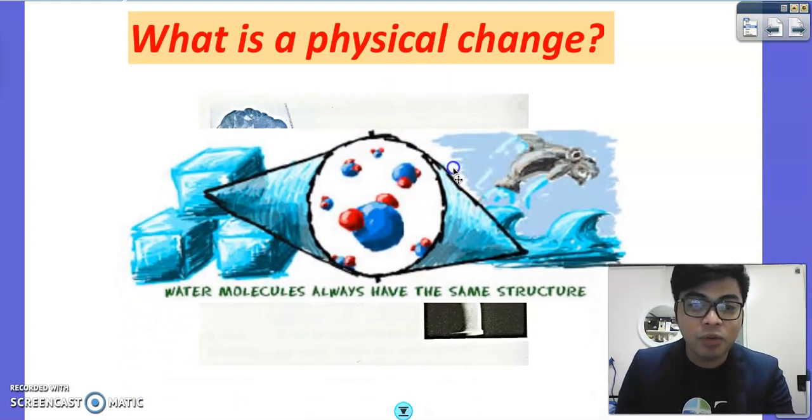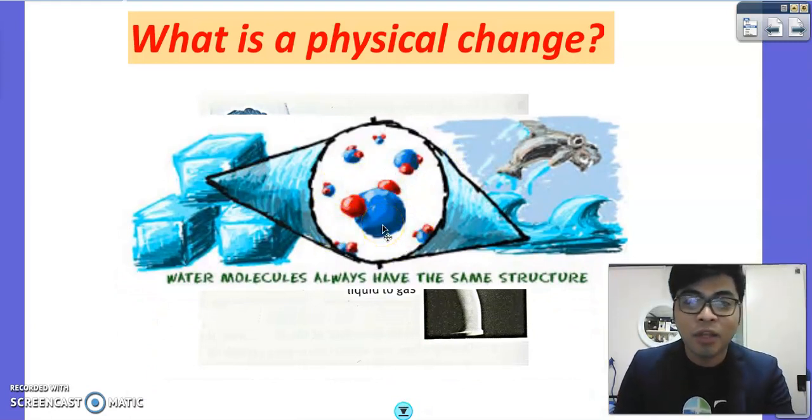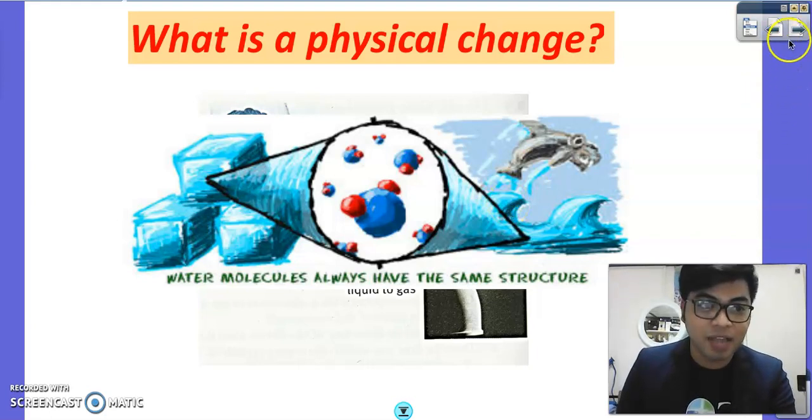I want you to take a look at this one. This is how it looks on a molecular level. You can see here that the water molecule of an ice is solid, and if you melt it, it's still the same water molecule, so no new product is formed. Therefore, this is still a physical change.